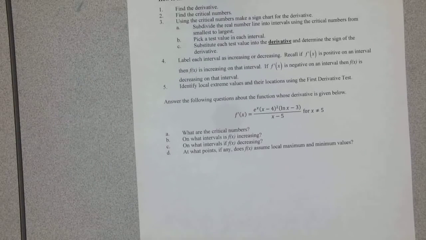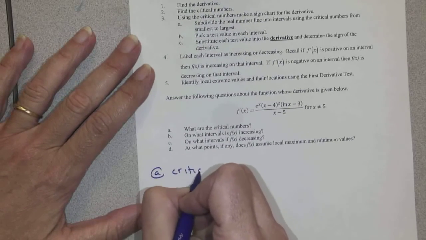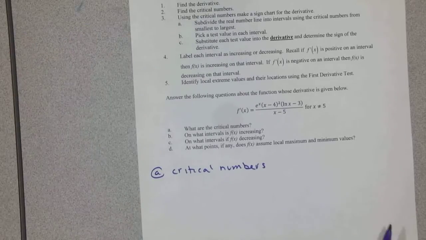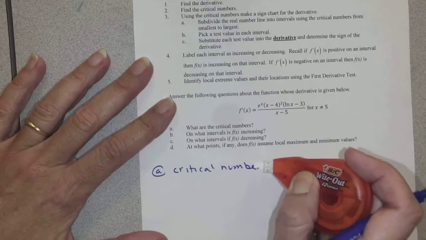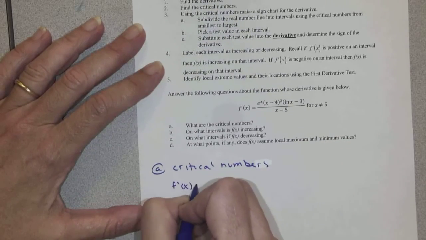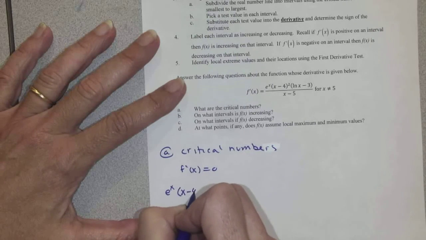Okay, so starting to practice here. Answer the following questions about the function whose derivative is given below. So we aren't going to have to do step 1. They gave us the derivative. So A, critical numbers. There are 2 types of critical numbers where the derivative equals 0. So I'm going to set that equal to 0 and solve it.